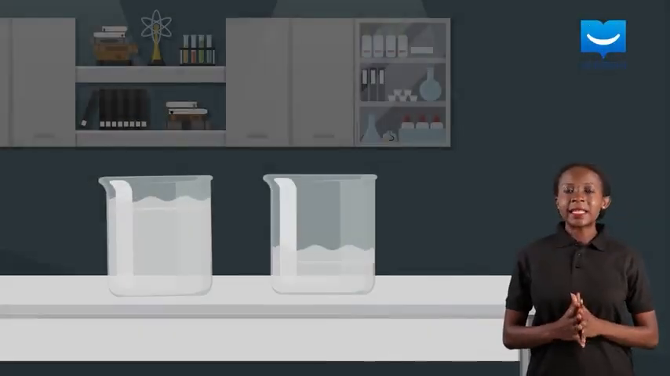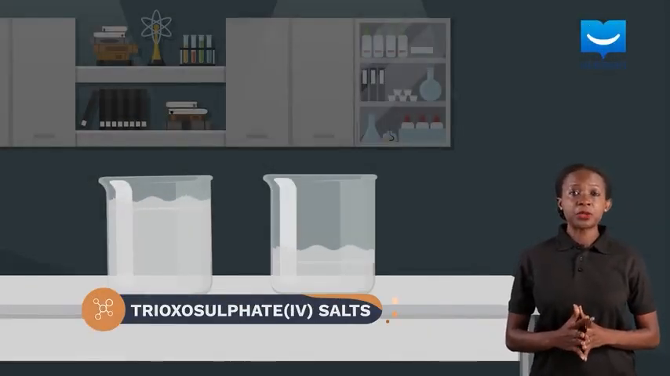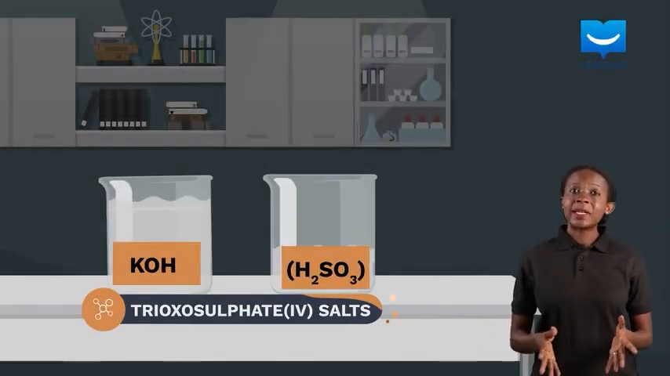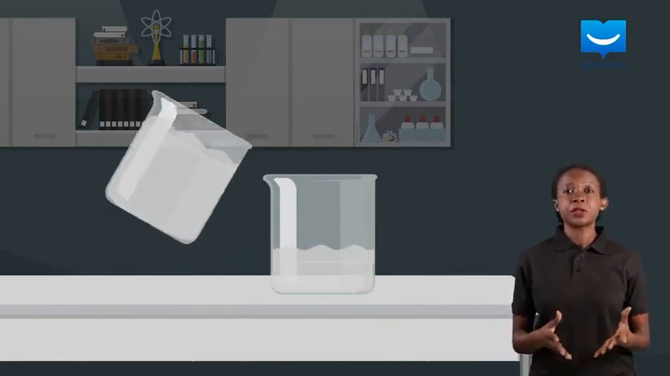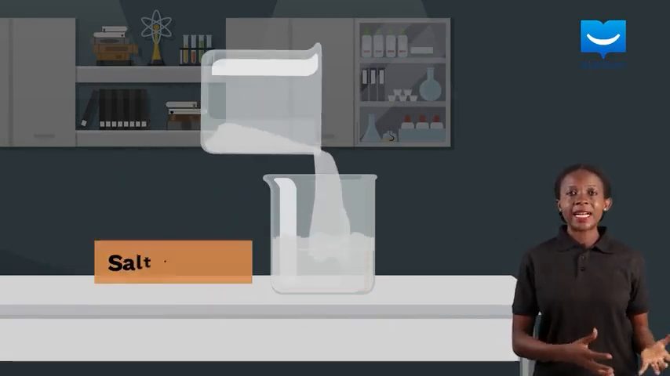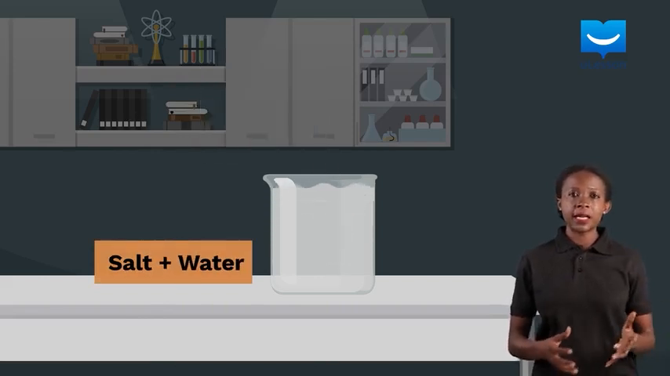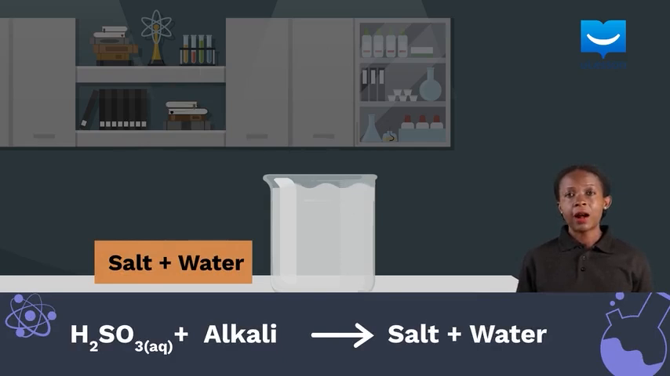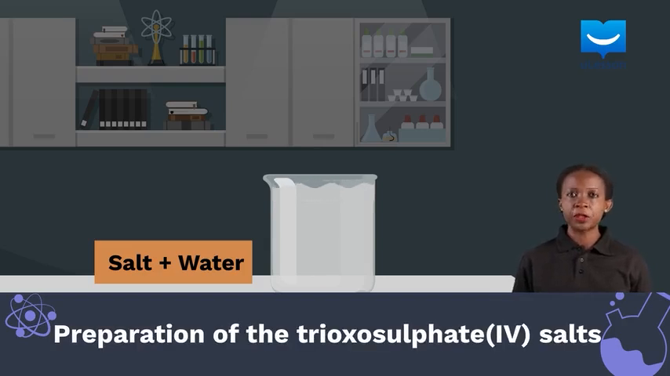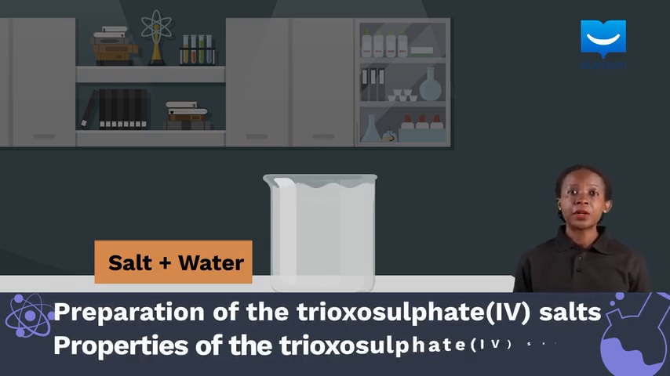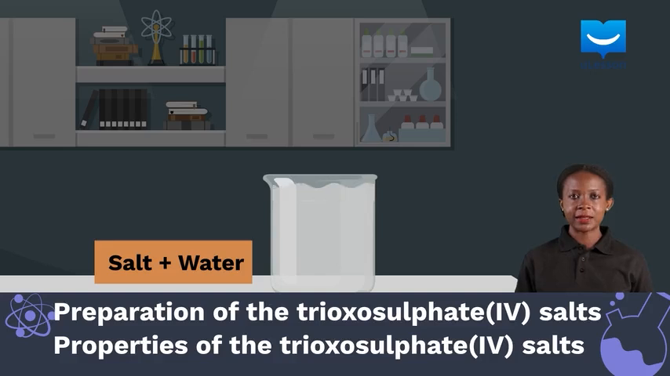In a lesson on the chemical properties of trioxosulfate 4 acid, we explained that like other acids, trioxosulfate 4 acid undergoes neutralization by reacting with alkalis to form salts and water only. The salts formed during this process are called the trioxosulfate 4 salts. In this lesson, you will learn about the preparation of trioxosulfate 4 salts. You'll also learn about some of their properties.